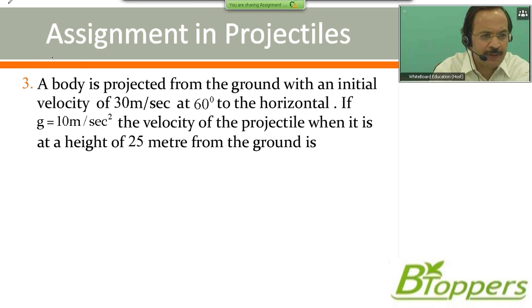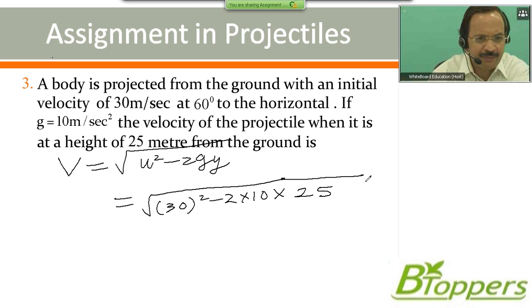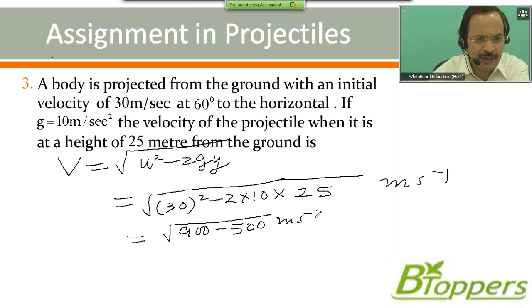Again, I have given you the formula for velocity of a projectile at a given height y above the horizontal plane of projection. The velocity of the projectile at a given height y above the horizontal plane of projection is given by v equal to root of u square minus 2gy. Here initial velocity u is given to be 30 meters per second, g is given to be 10 meters per second square, and you are asked to find the magnitude of velocity when it is at a height y equal to 25 meters. As already discussed, the magnitude of velocity of the projectile at a given height is independent of the angle of projection. So you simplify this, you get root of 900 minus 500 meters per second, or root 400 meters per second. So you get the answer as 20 meters per second. So 20 meters per second is the answer for the question.